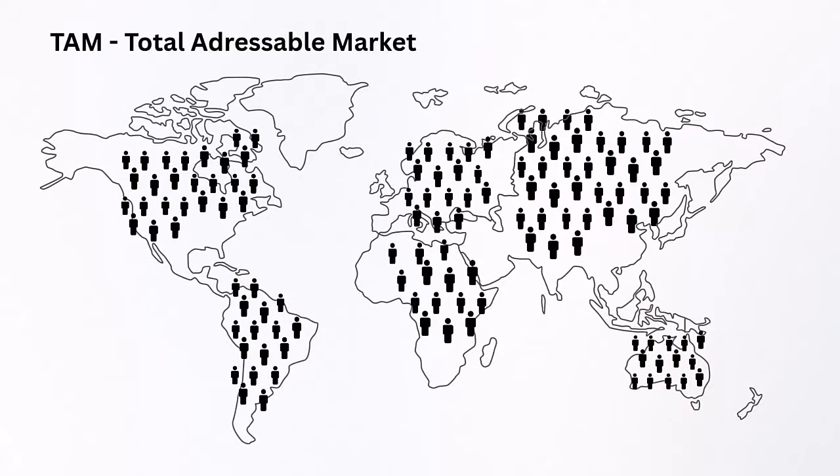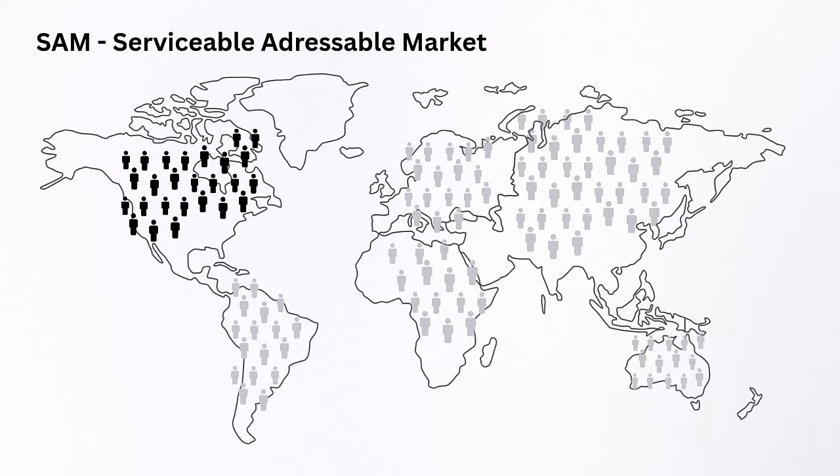Here's how it works. We start with TAM. TAM stands for Total Addressable Market. That's the full demand for your product or category. Then you narrow down to SAM. SAM is the Serviceable Addressable Market, based on what you actually can serve given your product and your distribution.